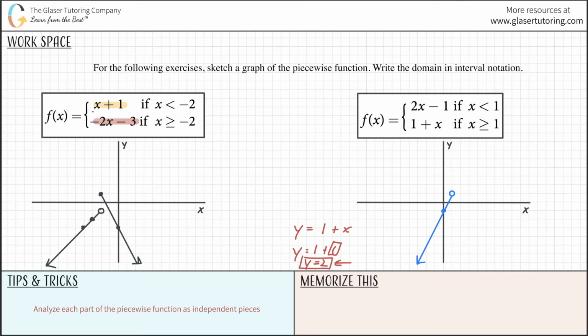So now find that point. When x is 1 here, y is going to be 2. Right up here, right? Now dot that in. It's a dotted point because it includes it. It's equal to. Okay, great.